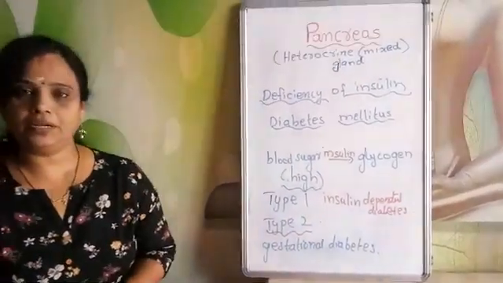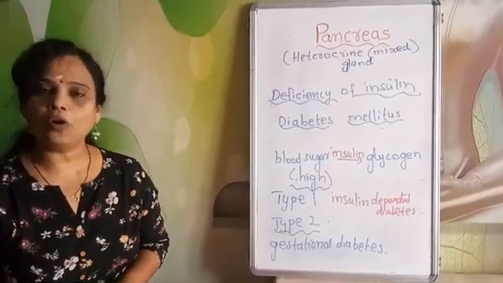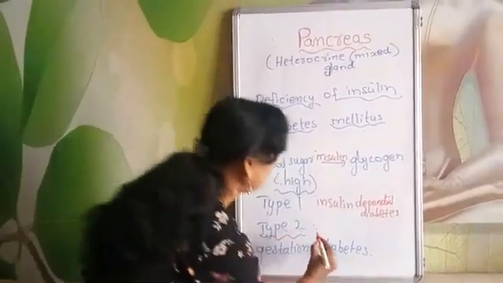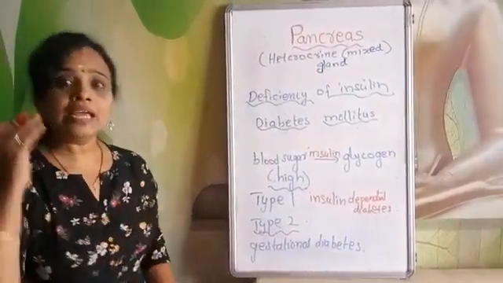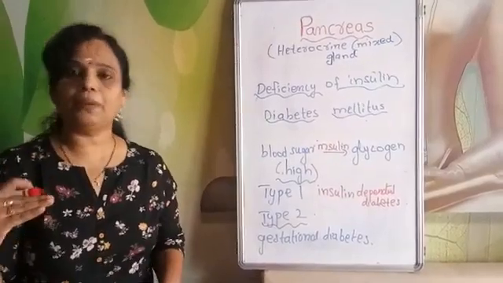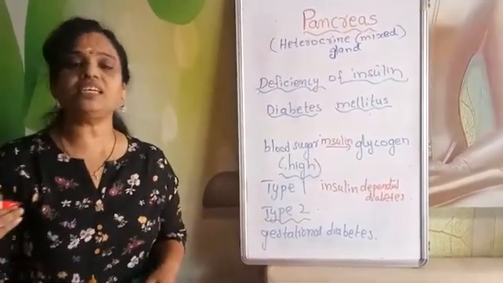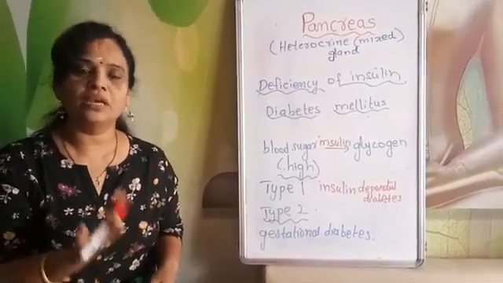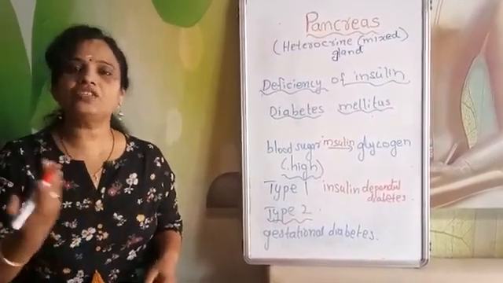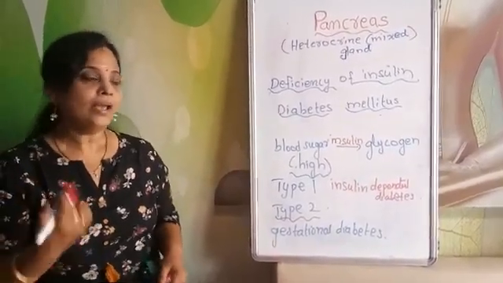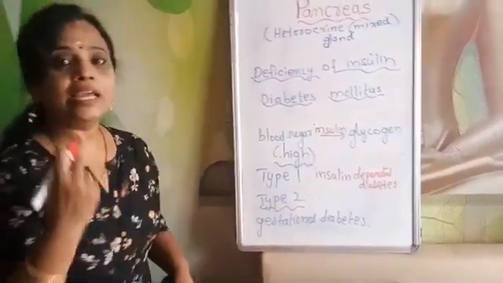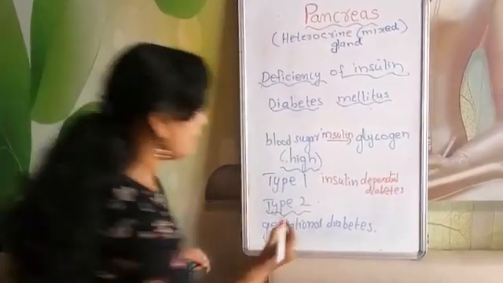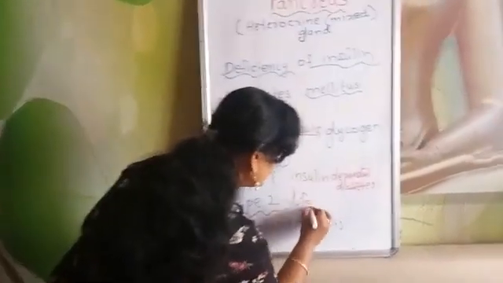Now type 2 diabetes is not because of deficiency of insulin. It is insulin independent diabetes. That means insulin is present in the blood. The pancreas is secreting insulin, but your body cells have developed a resistance towards insulin. They are not accepting the insulin, and that is the reason we call it insulin independent diabetes, or lifestyle related diabetes.